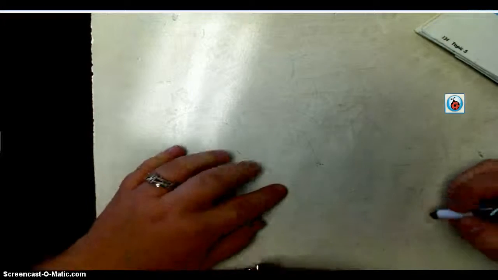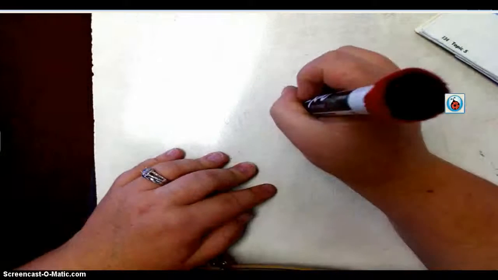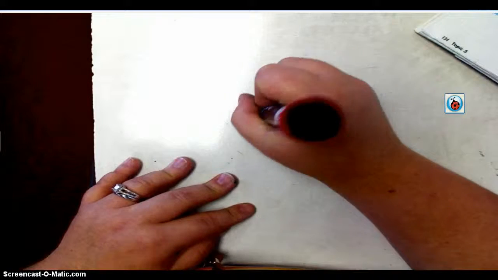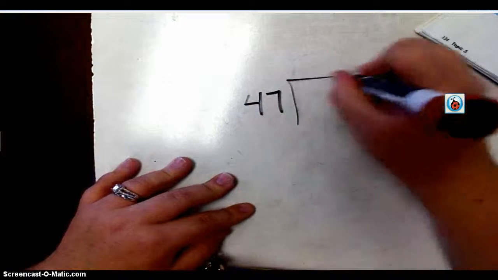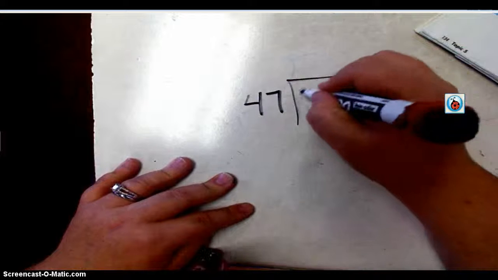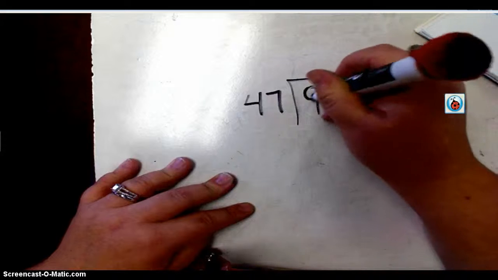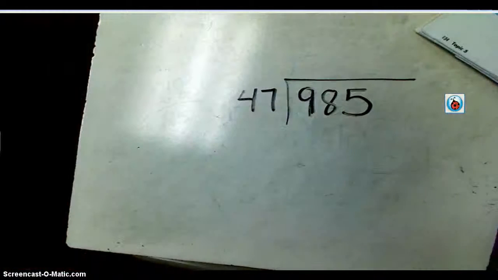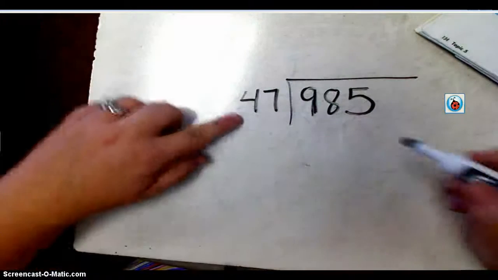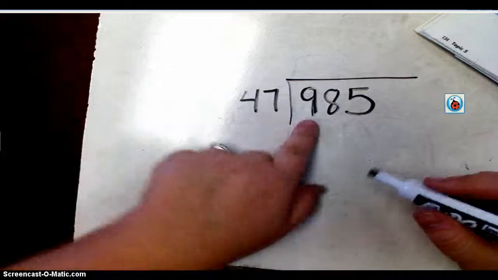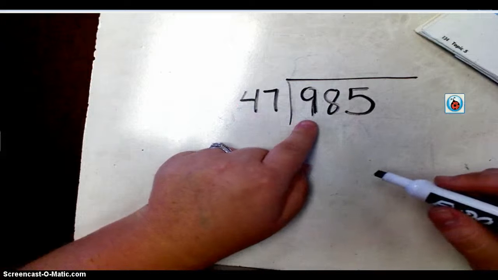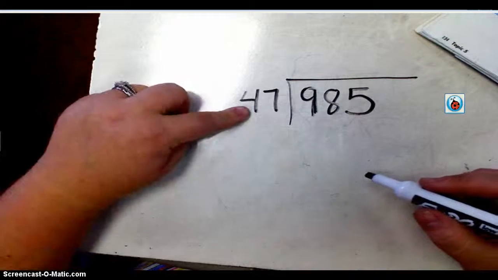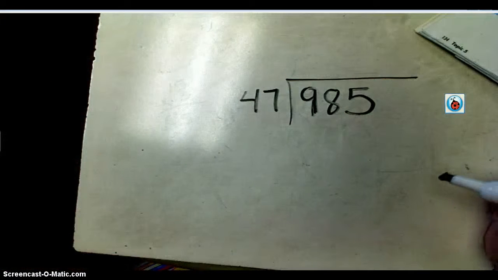Let's look at another one. We have 47 as our divisor, and 985 is our dividend. Okay, same process. We have to ask ourselves, how many times does 47 go into 9? Well, it goes in there 0 times. How many times does 47 go into 98?